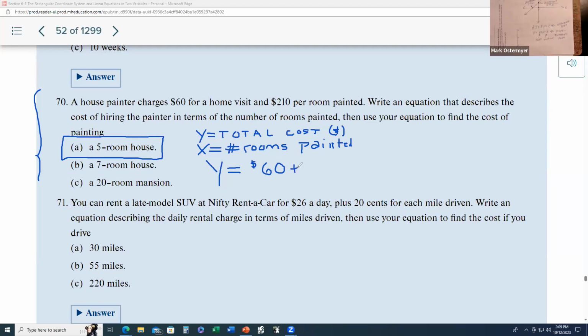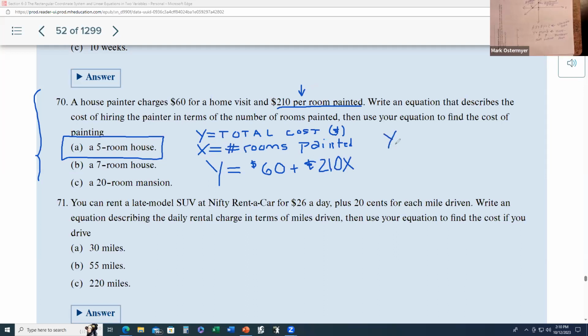Plus, ladies and gentlemen, this is the slope. Slope is always rate. So the rate with which they charge us per room. Anything that says "per" means a rate in mathematics, something per something: 50 miles per hour, 240 words per minute, 30,000 gallons per hour. Those are called rates in mathematics. So they're going to charge us $210 per room. X represents the number of rooms.